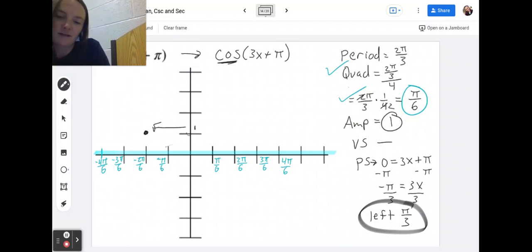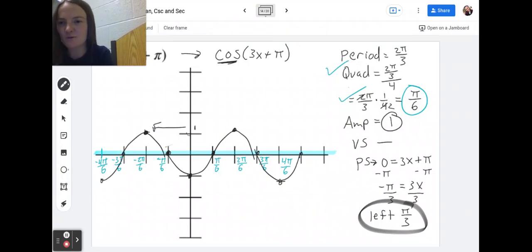Okay, let's follow the cosine function pattern. Cosine starts at a max, goes to a minimum, goes down to the midline, back up to the midline, back up to a max, and continues that pattern all throughout. And we're going to connect with a smooth curve. And so this right here is the cosine function, which means we're almost done.